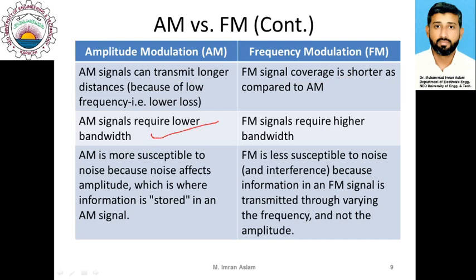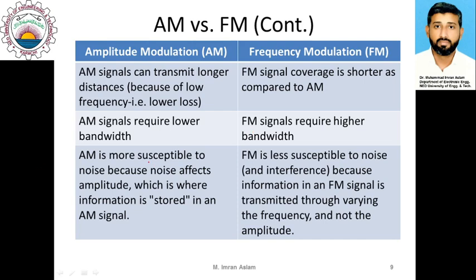AM signals require lower bandwidth as compared to FM signals. Generally in AM signals there are only two sidebands, an upper sideband and a lower sideband. So the overall transmission bandwidth required is double that of the modulating signal. But for FM signals, depending on the modulation index, we generally need more than two sidebands. So eventually FM requires a larger bandwidth.